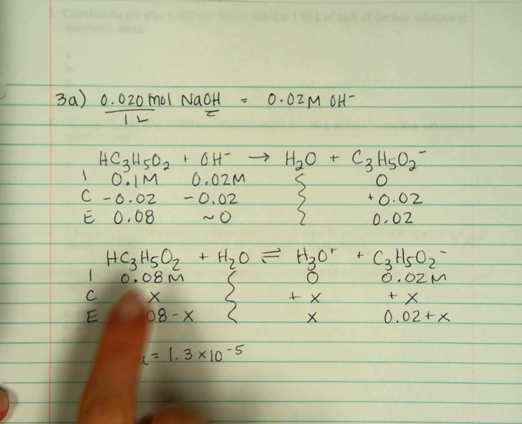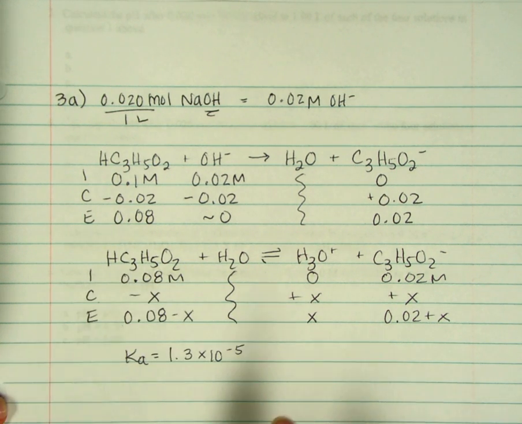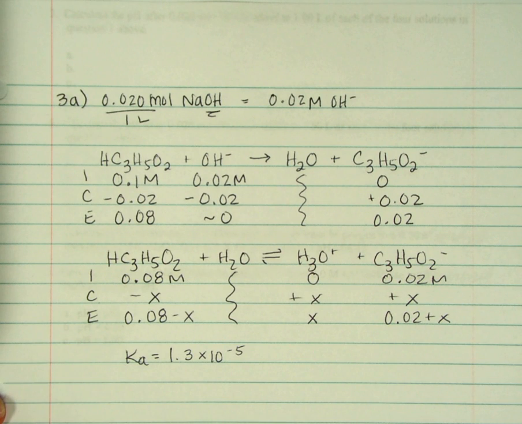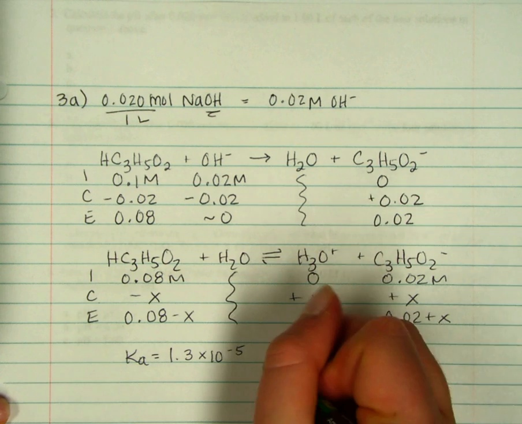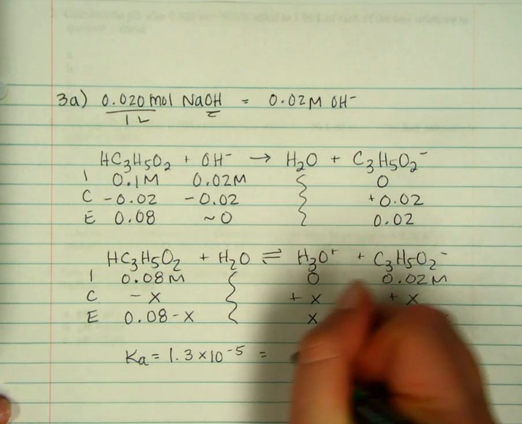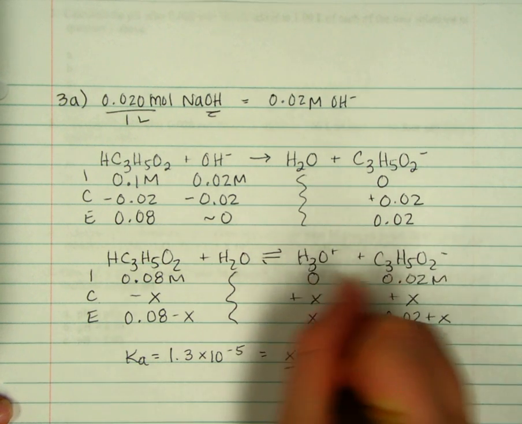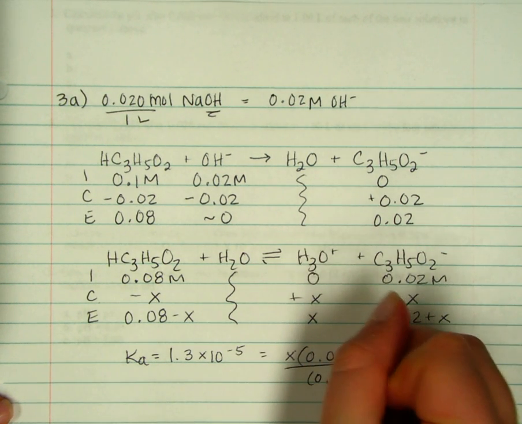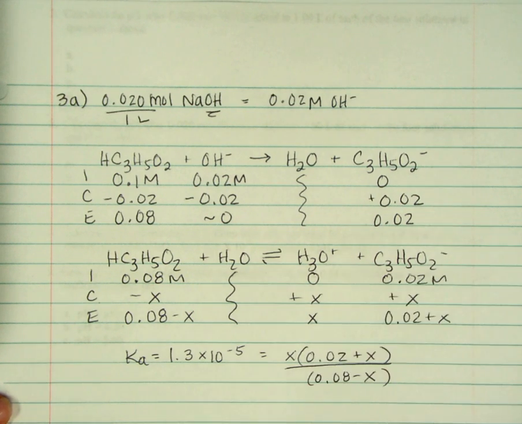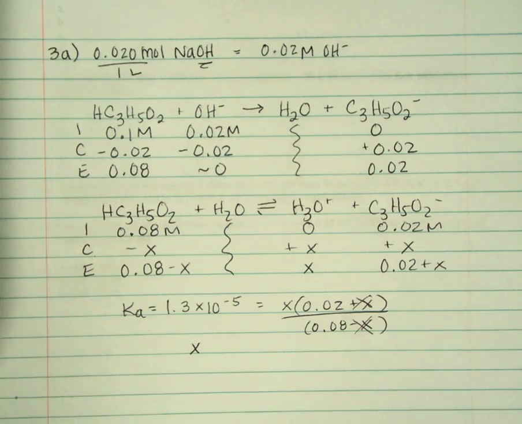I'm using a Ka because I'm dealing with the acid. If I had written this the other way and I was dealing with the base, then I would definitely have flipped this around. So when I look at this, I'm going to have the products, X times 0.02 plus X, divided by the reactants, 0.08 minus X. And again, I can ignore the X's. So what I really have is 0.02 times X divided by 0.08, and that equals the Ka. So get out your calculator. We're going to solve for X.